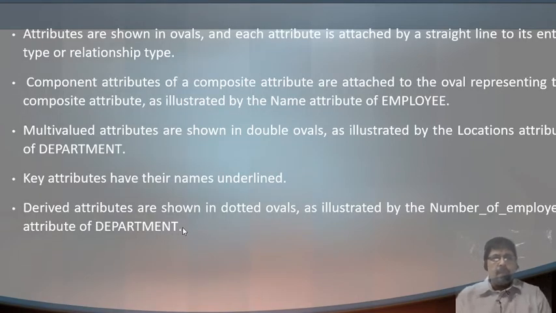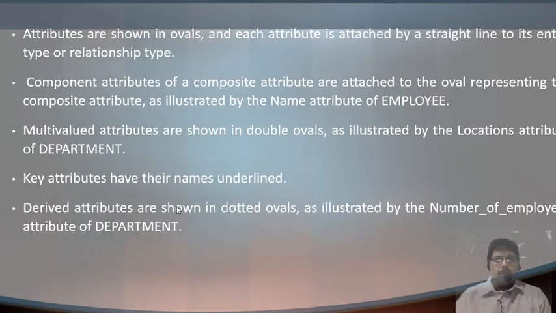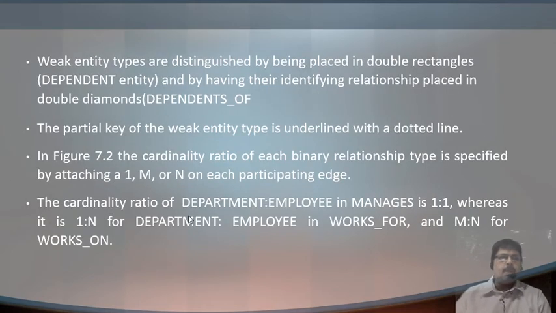Similarly, the derived attributes are shown in dotted ovals. That too we have seen. So derived attributes are given in dotted ovals, the number of employees working in a department. That also we have seen in the ER diagram. We have already gone with this. Then let us discuss a weak entity type, dependent.